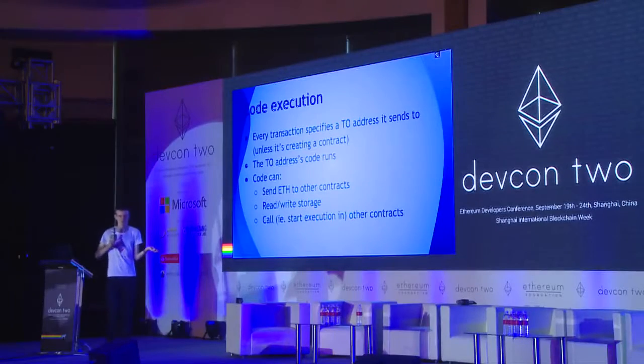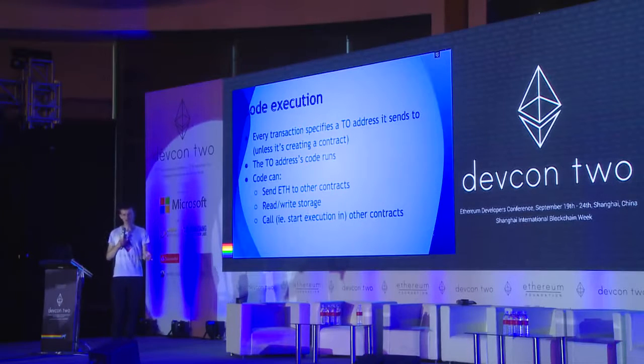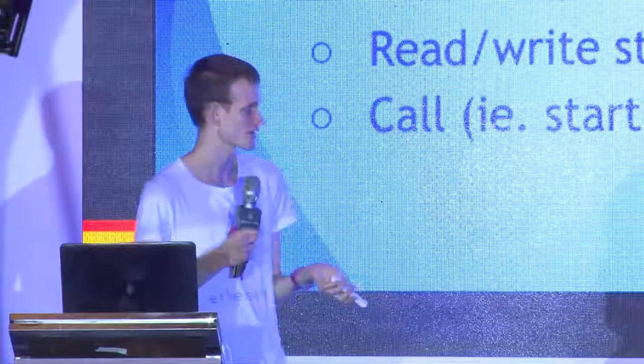Also important, code execution. Every transaction specifies a to address. If the to address is just some regular account that doesn't have code, then all you're doing is moving ether around. If the to address actually has code, then the code runs, and the code can do things. The code can send ether from that contract to other contracts. The code can read the contract storage. The code can write to the contract storage. And contracts can even talk to other contracts.